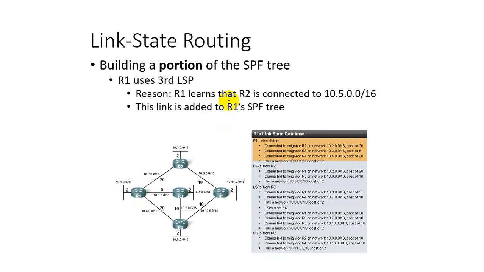R1 learns that R2 is connected to 10.5.0. Okay, this will tell that it's connected to 10.5. Let's find 10.5, it is here. This link is added to R1's SPF tree. So this will be added to the SPF tree.